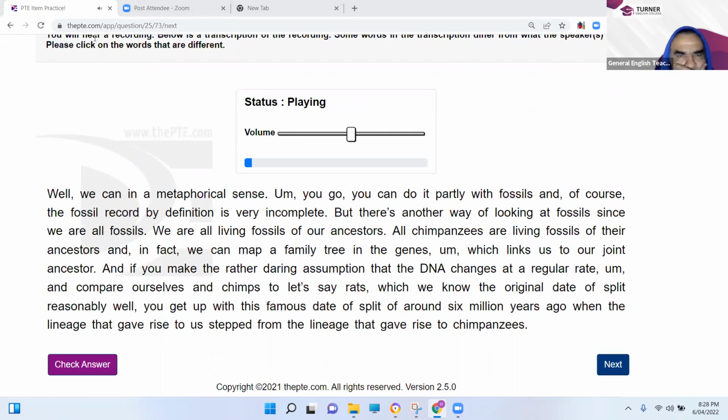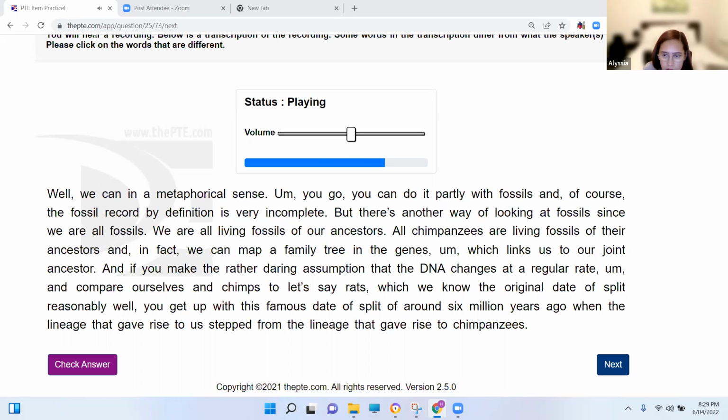Well, we can, in a metaphorical sense. You can do it directly with fossils. Of course, the fossil record by definition is very incomplete. But there's another way of looking at fossils, because we're all fossils. We're all living fossils of our ancestors. All chimpanzees are living fossils of their ancestors. And in fact, we can draw a family tree in the genes, which links us to our joint ancestor. And if you make the rather daring assumption that the DNA changes at a regular rate, and compare ourselves and chimps to, let's say, mice, which we know the original date of split reasonably well, you end up with this famous date of a split of around 6 million years ago, when the lineage that gave rise to us split from the lineage that gave rise to chimpanzees.